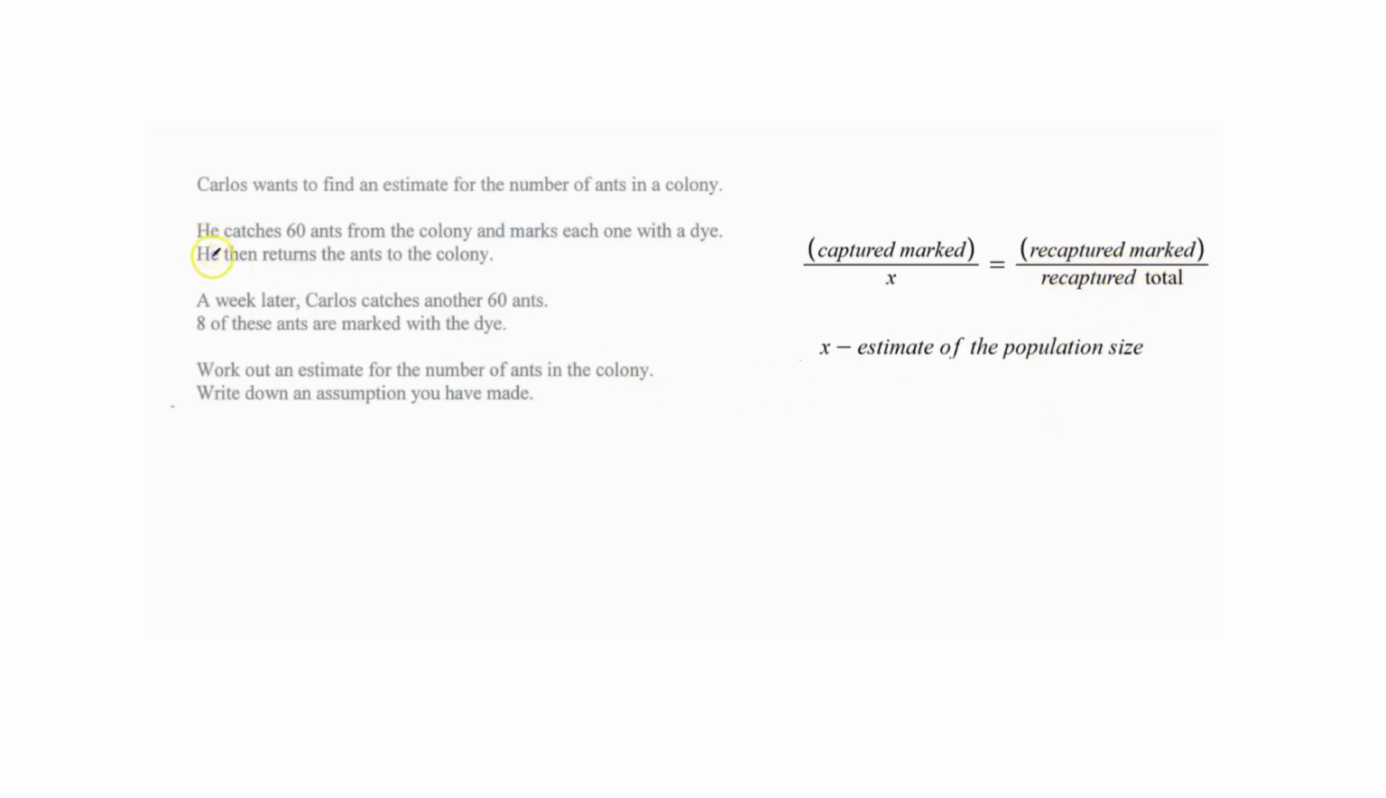So from this question, if I annotate here, 60 ants from the colony were marked with a dye. So here the captured marked would be 60, and the estimate for the population is x, which we don't know. So we have 60 over x, and that is equal to the recaptured marked. So the recaptured marked here would be 8. So we would have 8 over the total recaptured here, which is 8 out of 60.